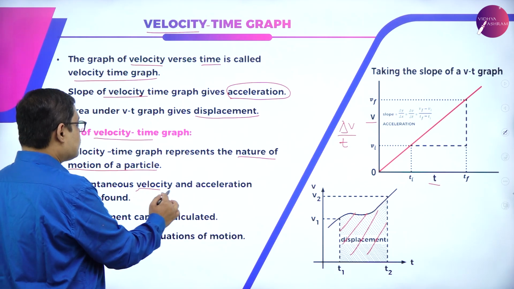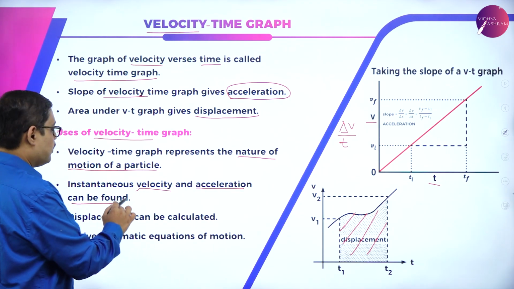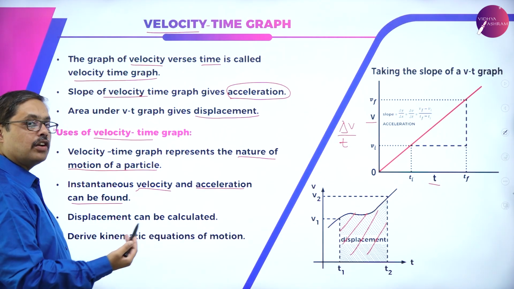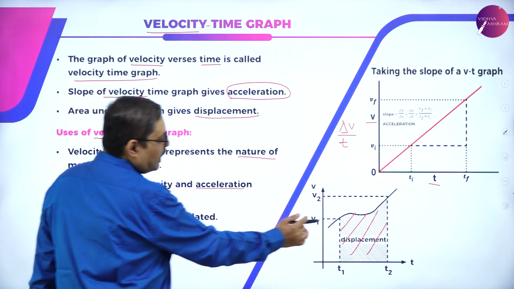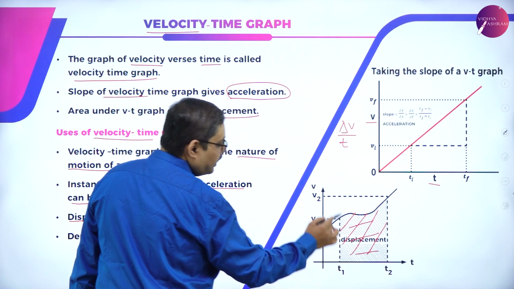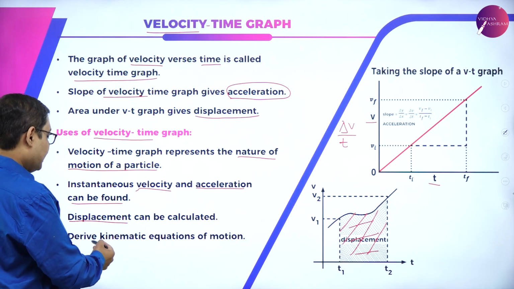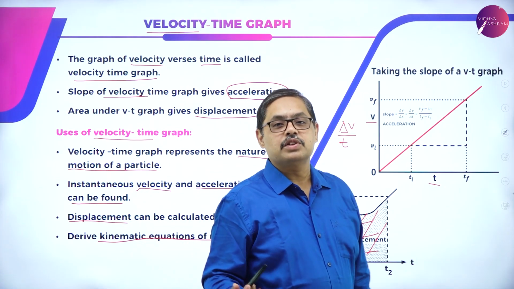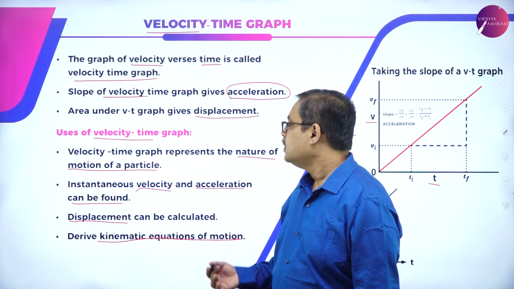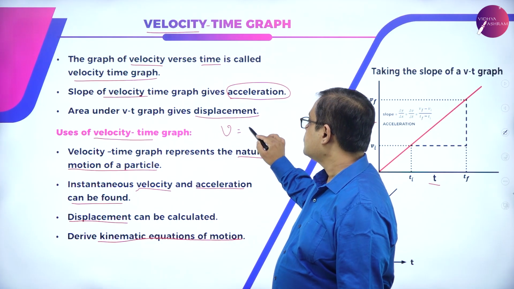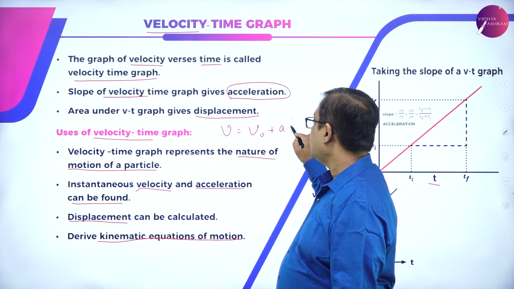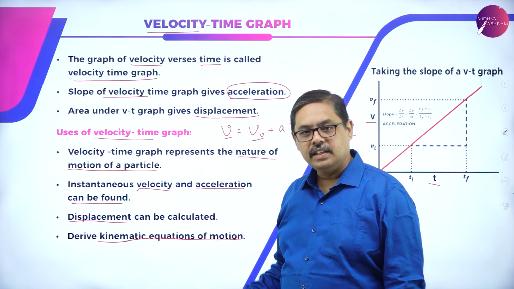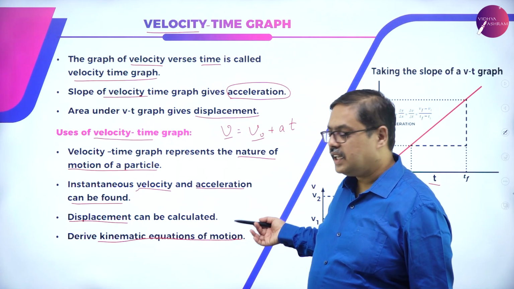Then, instantaneous velocity and instantaneous acceleration can be found. I can find the velocity and acceleration using this curve. I can also find the displacement. I told you, the area under the curve will give me the displacement. Ultimately, I can derive the kinematic equations of motion. If you can remember your high school physics, you had equations like v = v0 + at, and so on, where v is the final velocity, v0 is the initial velocity. We will be deriving these equations in the next slides.